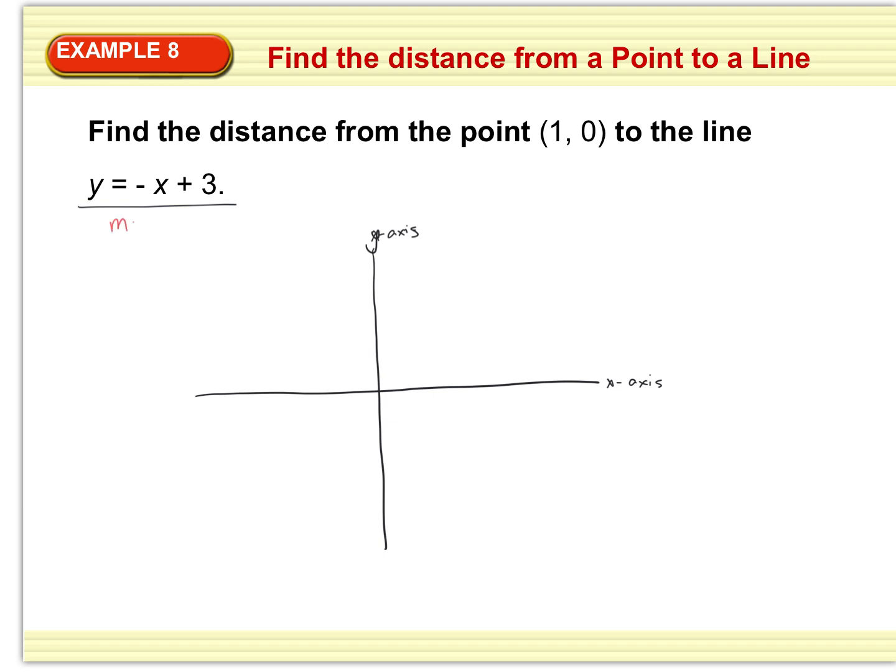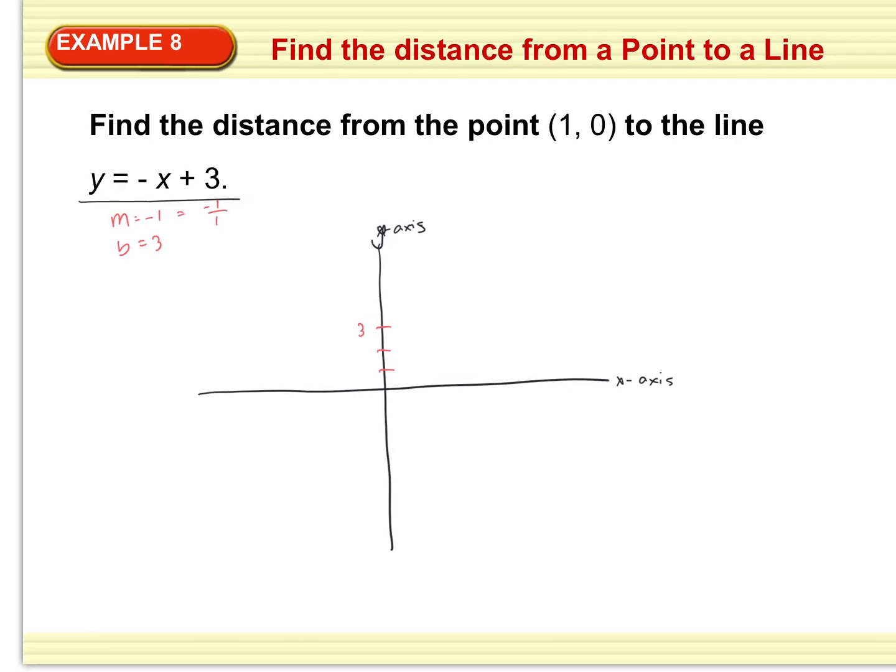I know that my m is negative 1 and my b is 3. So I know that my y-intercept is here at 3. And if my slope is negative 1, it's, let's say, negative 1 over 1. So I know that my rise is going to be 1 down and 1 over, 1 down and 1 over, 1 down and 1 over. That's a terrible line, isn't it? But anyway, it's going to look something like that, okay? That's what that line looks like. This is the line y equals negative x plus 3.